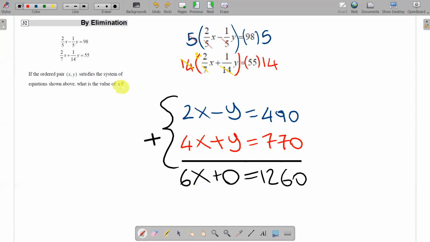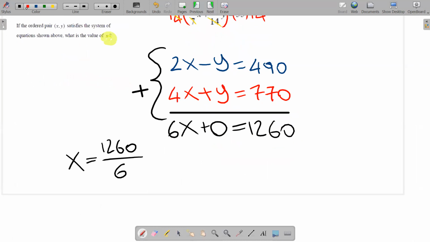Let's solve for x. When we solve for x, now we will have 1,260 divided by 6. That means that our value for x will be 210. That is the grid-in answer. That's what we would place inside the grid.